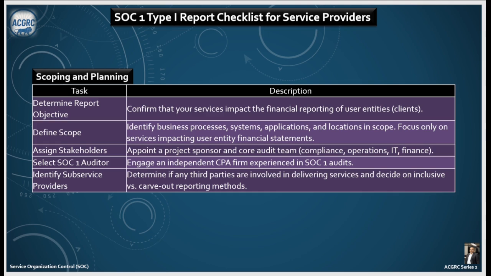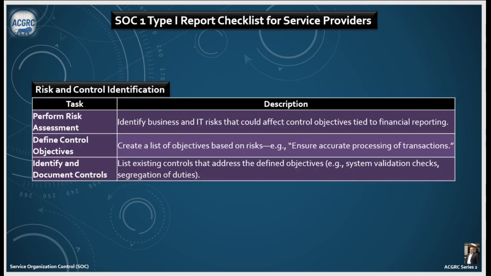Next is identify your sub-services, determine if third parties are involved in delivering services, decide on inclusive, and carve out the reporting model. But that's secondary. The first few steps are critical. Next is risk and control identification.